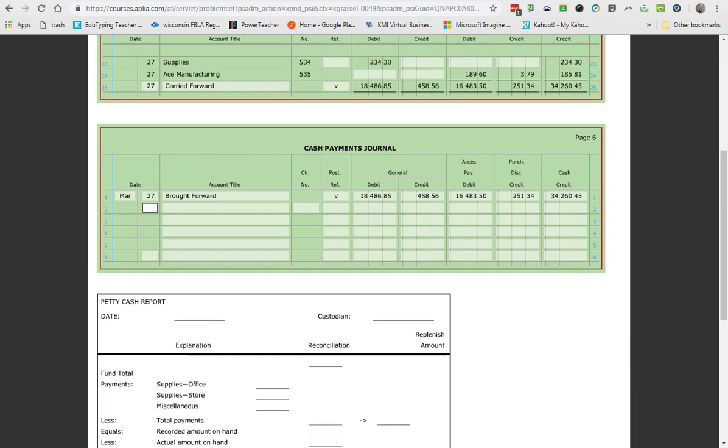So, now we're to instruction 3. It says, Kevin Tomlinson is the custodian of a $200 petty cash account. On March 31st, he had receipts of the following total payments. Supplies office, $45.23. Supplies store, $66.18. Miscellaneous, $49.25. And a cash count shows that we have $40.59 in the petty cash box. So, here is where we have to figure it out.